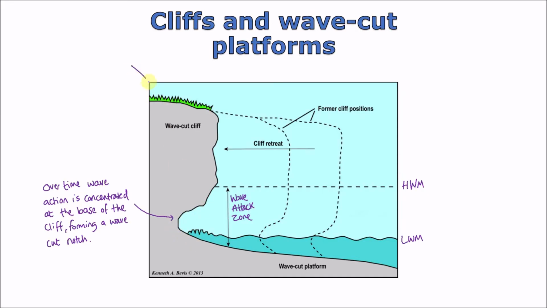As well as that, subaerial processes are going to be acting on the top of the cliff, things like freeze-thaw weathering or carbonation, and that's going to be in turn weakening the structure of the rocks at the top of the cliff. So let's add that on as an annotation as well.